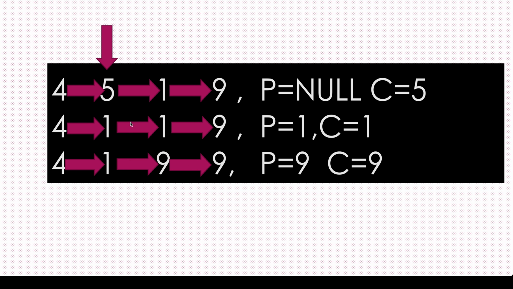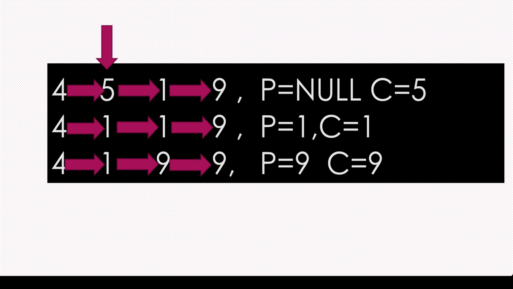In the next iteration, since we have moved to the next node, the current is 1 and the current next is 9 now. So the value of the current, that is 1, will be replaced by 9. Then it will become 4 1 9 9, and we also move to the next position. So the current will now be the last 9, and the previous is the 9 previous to the current.